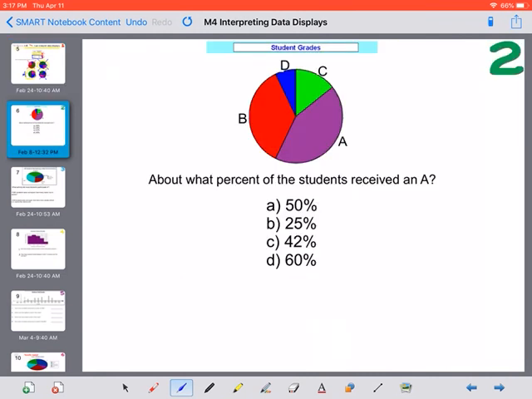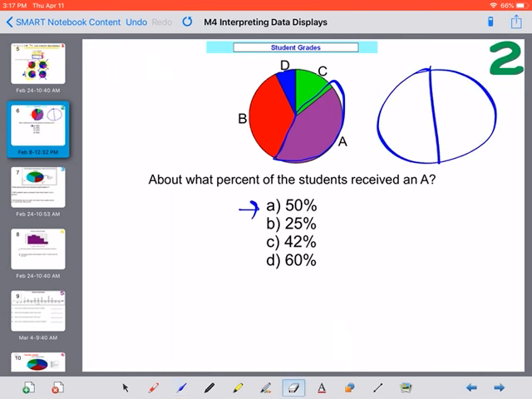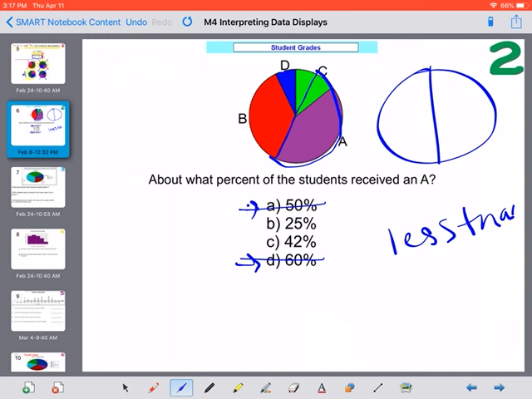Let's look at our next pie graph. It says about what percent of the students received an A. Receiving an A is this slice here. 50% of our data would be half of it. If I draw a line straight across here, 50% would be that much, so it can't be 50%. 60% is more than 50, so it can't be that. It's got to be less than 50%, so it's either 25% or 42%.